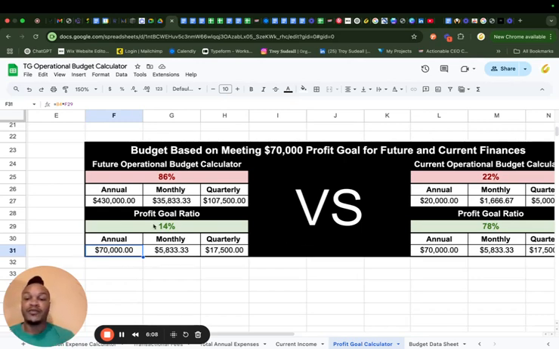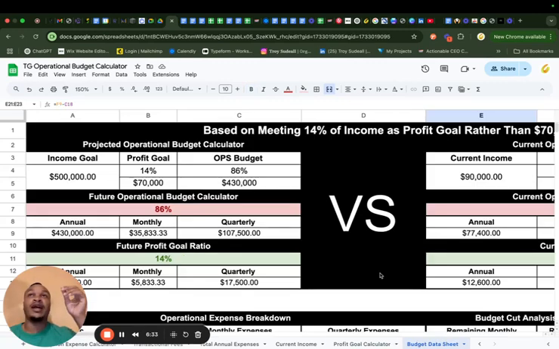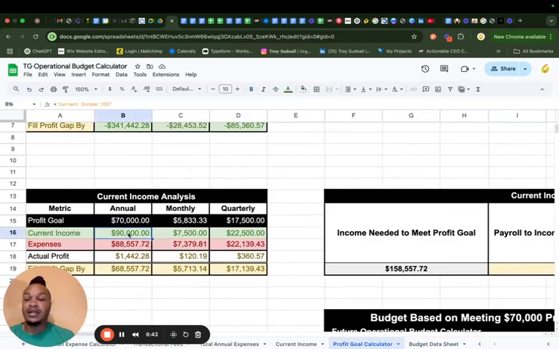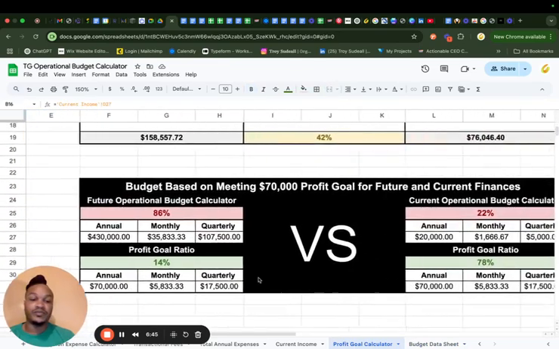So the profit margin for the $70,000 out of the $500,000 that we want to make is 14%. The remainder of that, which is our operational budget, the $430,000 that we are allowed to spend, is 86%. We want to start practicing operating at 86% of whatever income we have now, right? And in this case, our income now is $90,000.